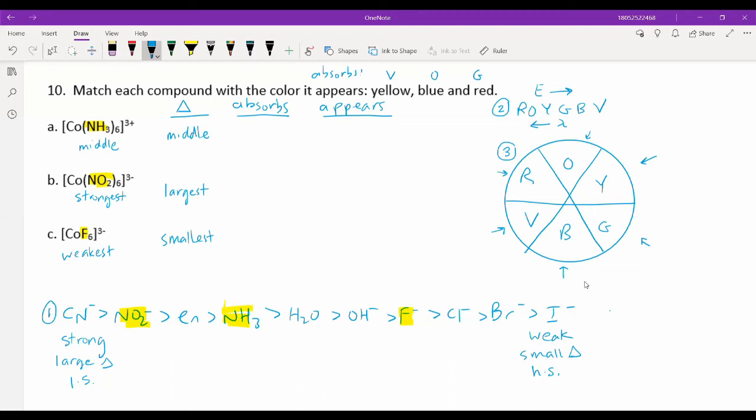Okay, so let's take violet, orange, and green and look at the visible spectrum. Violet is the highest energy light. That's going to go with the strongest ligand or the largest energy change, because we know that electrons are going to have more energy when they absorb that light, so they'd be able to go to the higher energy level. And the smallest delta will absorb light of the lowest energy, which of these, violet, orange, and green, is going to be orange.